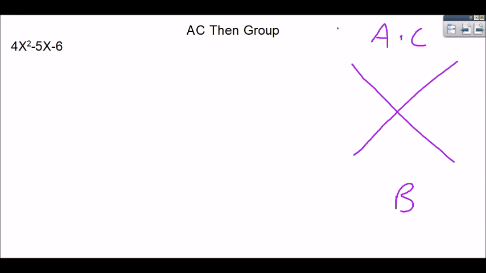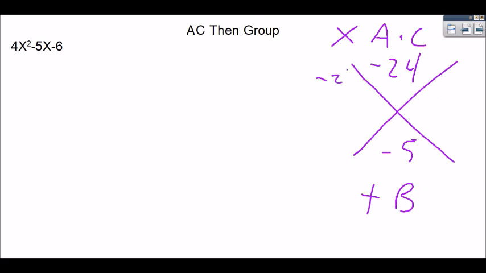The first one is the AC then grouping method. So what we do is we're going to create a giant X, and then we're going to say A times C and B. Remembering that A times C is multiplied and B means add. So with our example here, we're going to multiply A times C and get negative 24, and then my B term is negative 5. So what we do is we're going to make a list of every combination that would get me to negative 24.